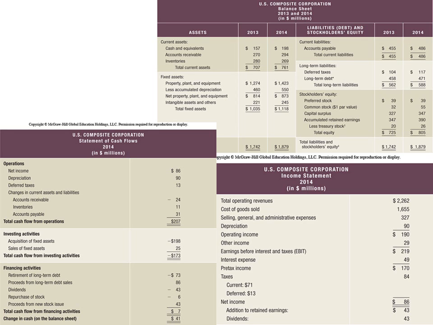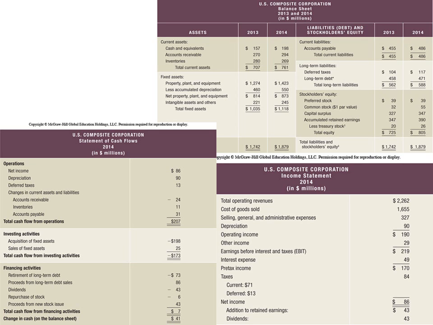Inventories must have gone down. Why? I can see from the statement of cash flows that inventory activity produced $11 million in cash, so our inventory must have fallen by $11 million. Let's take a look. It went from $280 down to $269, and so that is consistent with what we've said so far.